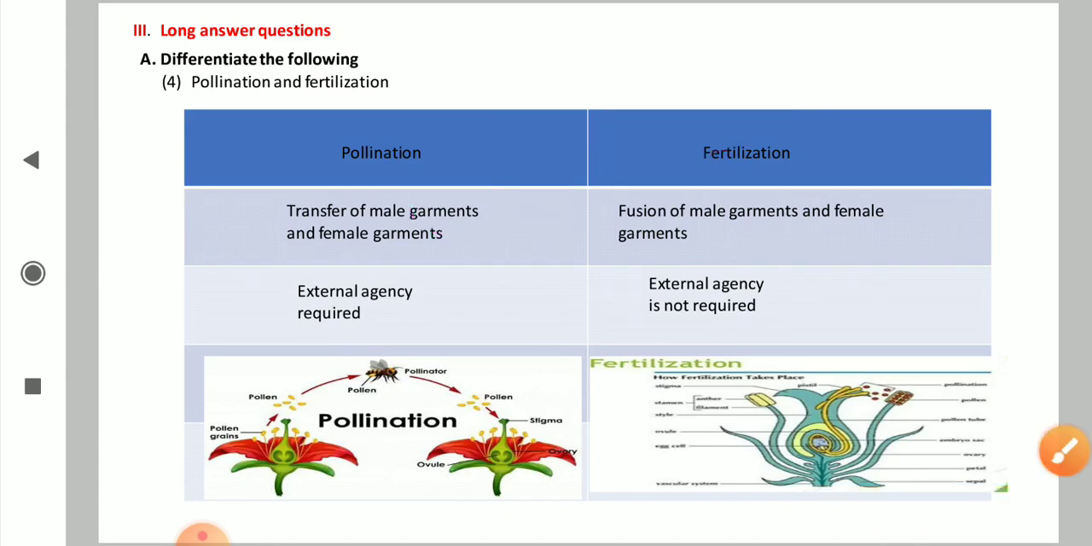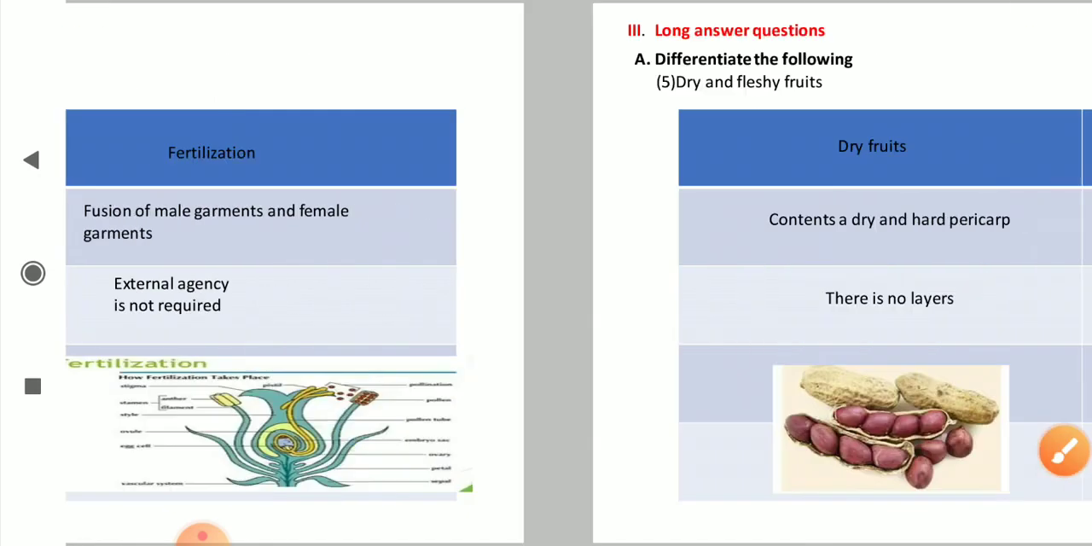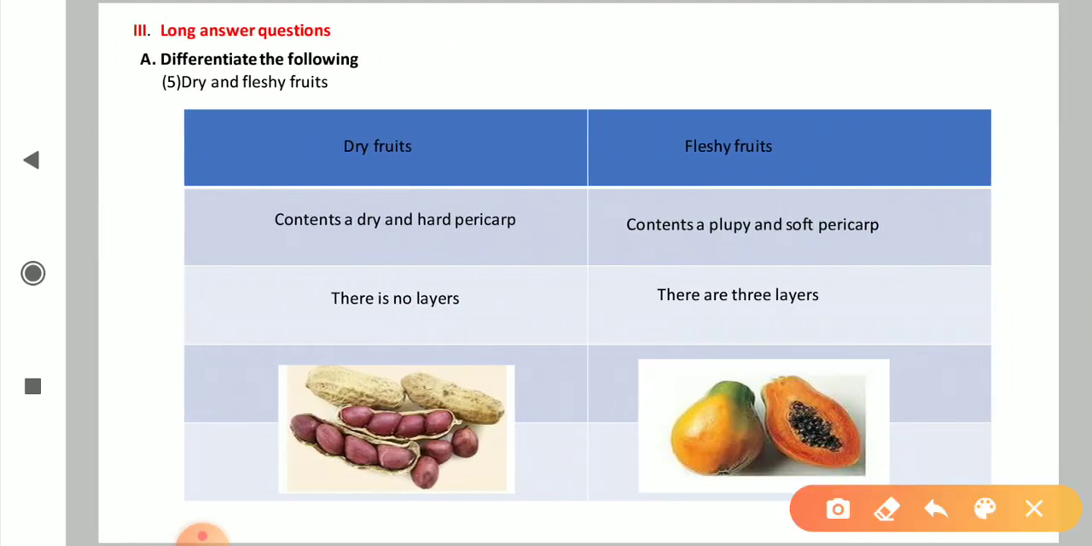Next, move to your fifth question, that is the difference between dry fruits and fleshy fruits. So what are the differences between dry fruits and fleshy fruits? Dry fruits contain a dry and hard pericarp. That means the dry fruits may contain the dry and hard pericarp. But in case of fleshy fruits, they contain a fleshy and soft pericarp.